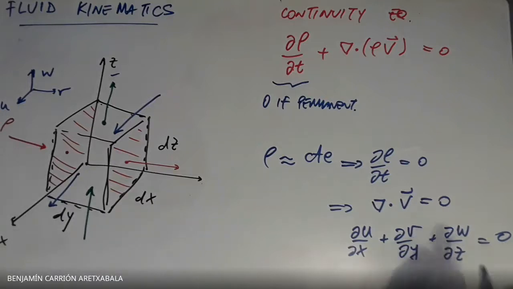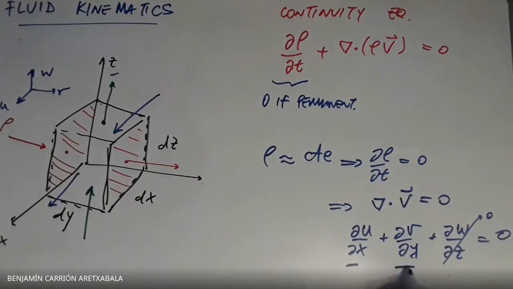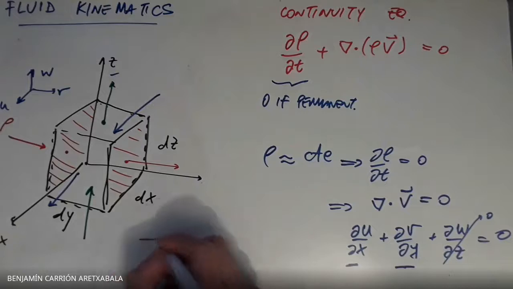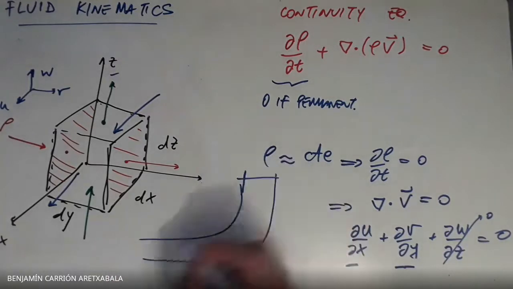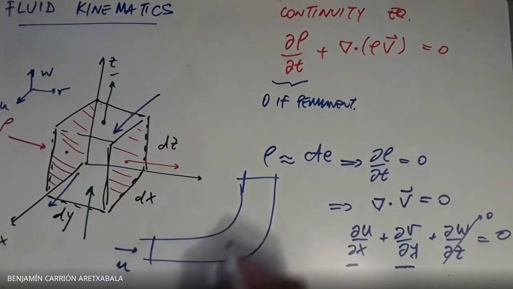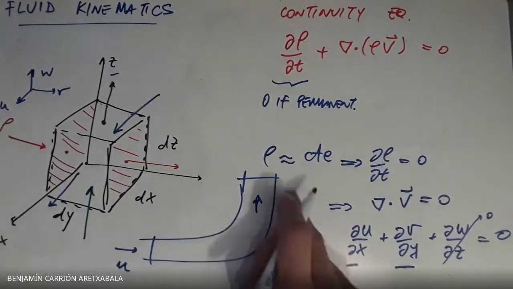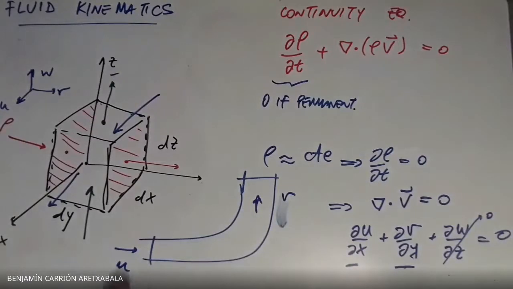So let's say we have a 2D flow. Let's consider this term zero for a moment. Basically, this is saying that the change in one direction has to be equal and opposite to the change in another direction. If you take a tube that moves this way, here you only have u velocity, and here you only have v velocity. So the change of u over x has to be equal and opposite to the change of v over y for mass to be conserved.